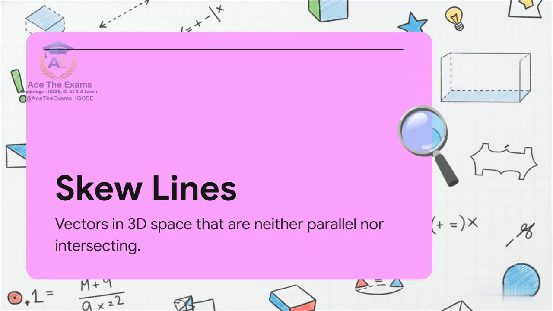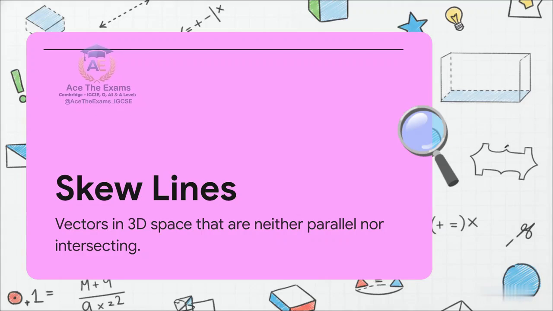Now, hold on. An amber warning light just flashed on our console regarding terminology. Listen to this. Examiners consistently report year after year that candidates completely confuse key vector terms, and this leads to absolutely catastrophic point loss. So let's definitively clear up the most misunderstood flight path of them all: skew lines. What are they? Skew lines are vectors in 3D space that are neither parallel nor intersecting.